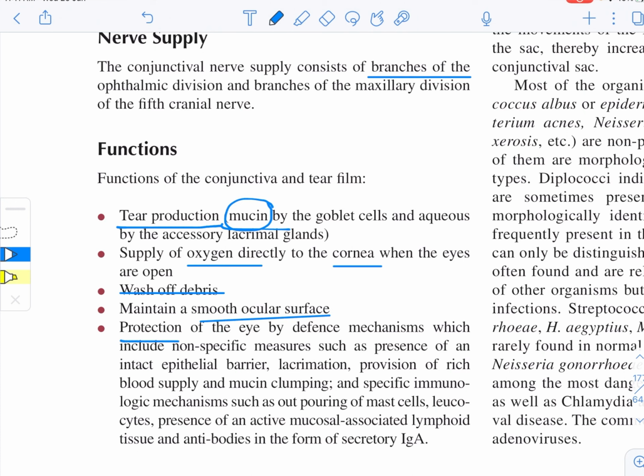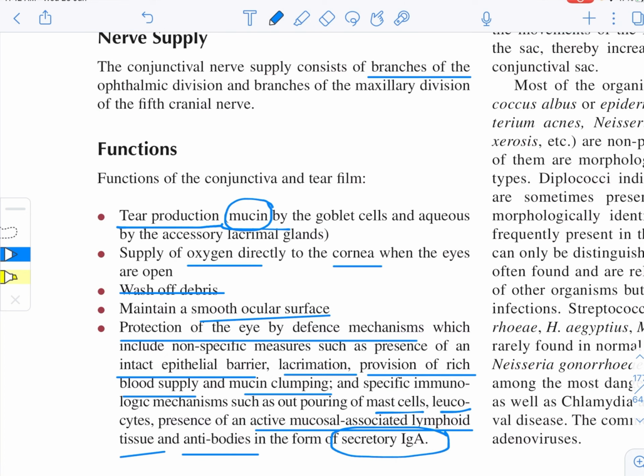Protection of the eye by defense mechanisms, which include non-specific measures such as presence of an intact epithelial barrier, lacrimation, provision of rich blood supply, and mucin clumping, and specific immunologic mechanisms such as outpouring of mast cells, leukocytes, presence of an active mucosal associated lymphoid tissue, that is the MALT tissue, and antibodies in the form of IgA, secretory IgA.